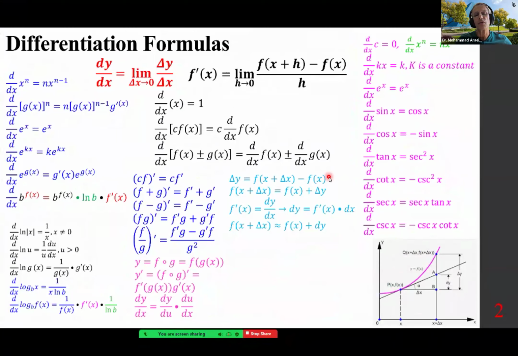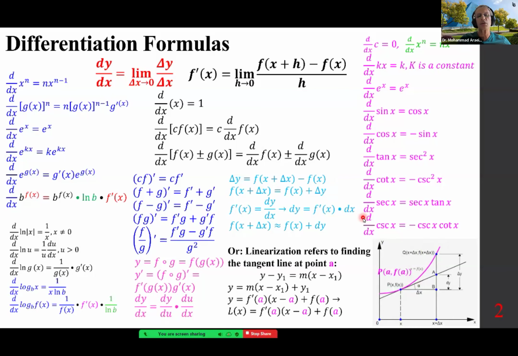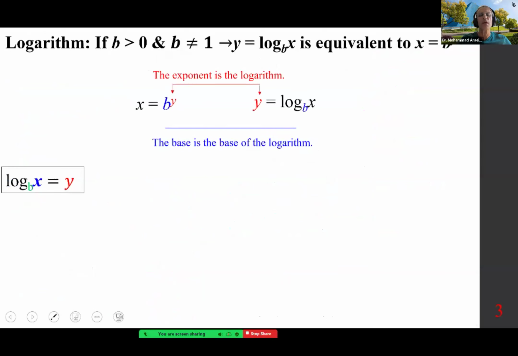Delta y, which is f of x plus delta x minus f of x, versus dy, which is f prime of x dx. And linearization refers to finding the equation of a tangent line, and you can just use the point slope formula. When it comes to logs, the base must be positive and it can't be 1.